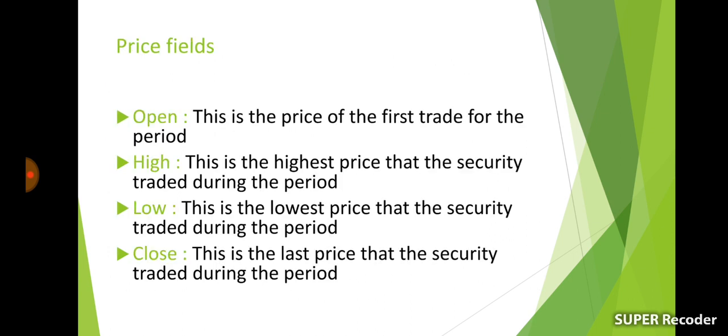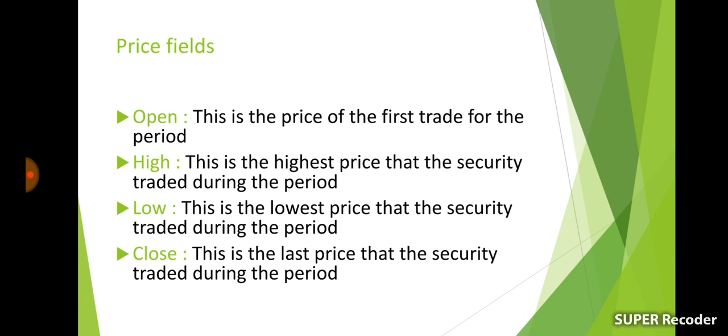Okay. Then we need to understand some terms related to price while we study technical analysis. So the first price field is open. This is the price of the first trade for the trading period. Okay. Then the second term is high. This is the highest price in a trading period. And low is the lowest price in a trading period. Close is the closing price in a trading period.